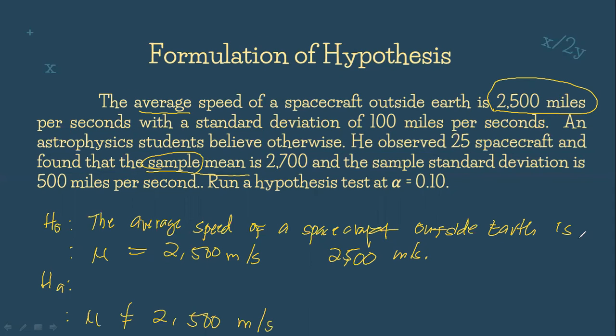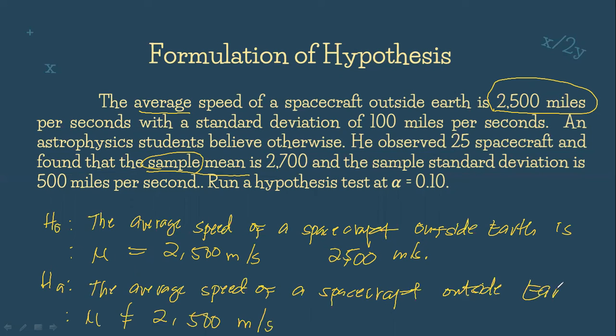So ano nga po yung dinadagdag natin para maging alternative to? Nilalagyan lang po natin ng word na not. So we have here the average speed of a spacecraft outside Earth is not 2,500 miles per second. So, yun na po.